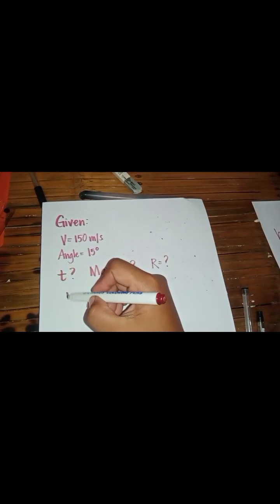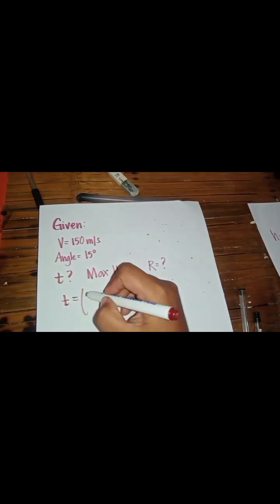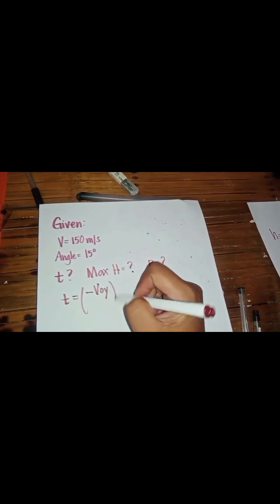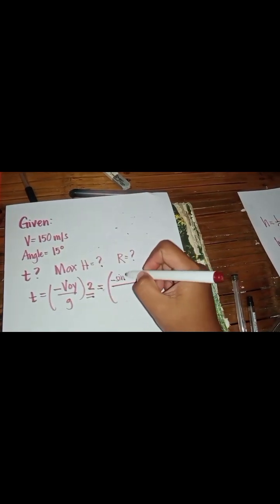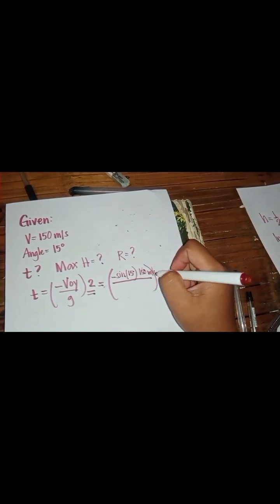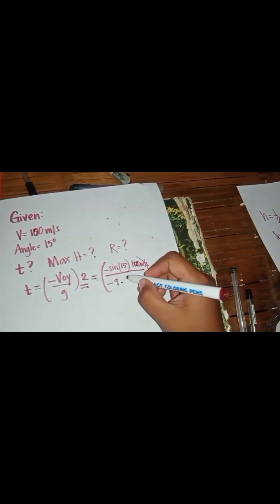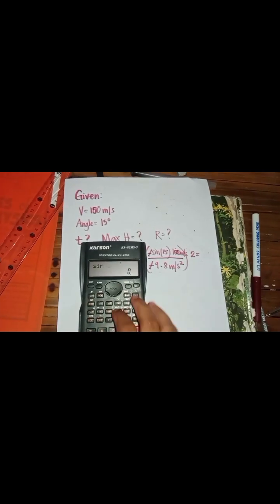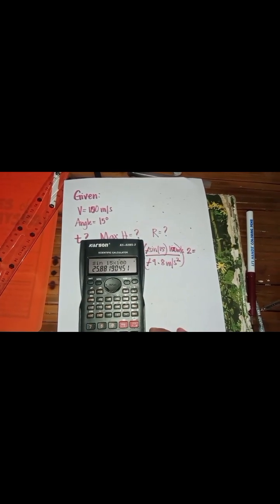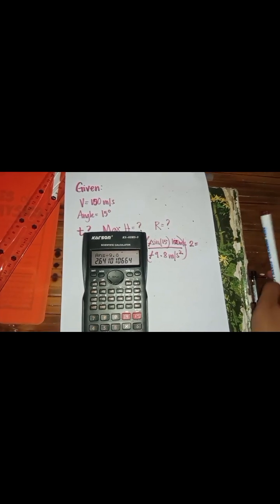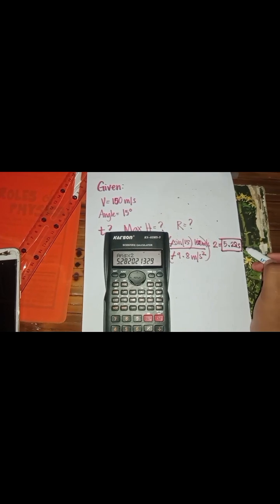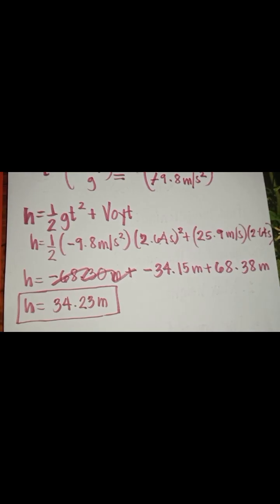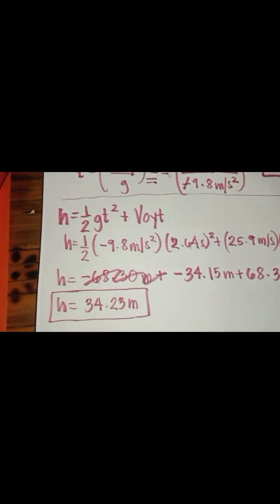So let's now solve for the time. t equals negative voy over the gravity, times 2. We need to multiply it by 2 because we're trying to get the time needed for the ball to return to the ground. So just substitute the values and you'll get the answer. We can cancel the negative signs. You can use a scientific calculator if you have. And we now have the value for time. So the value of our time is 5.28 seconds. The maximum height is 34.23 meters.